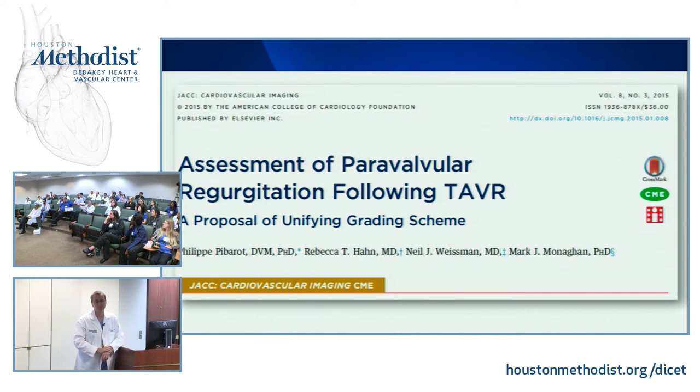Right. It does. So it goes back to what we're saying, that a moderate AI already is bad enough for these old people. But what does moderate mean? If moderate gives you a bad outcome, then that should be called severe. But it's the same amount of volume that in a 40-year-old with a bicuspid valve means nothing.